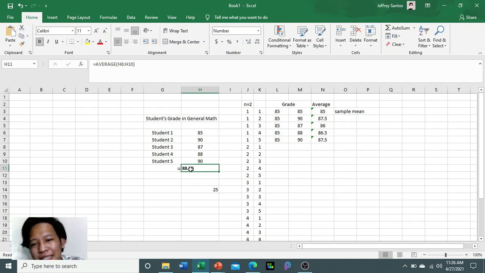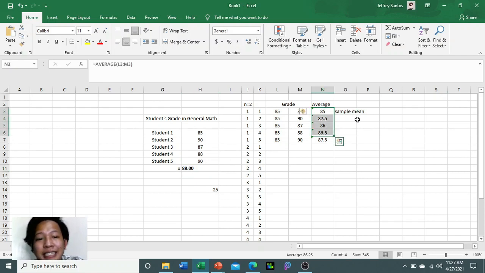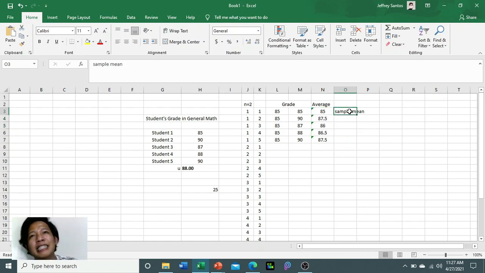If you notice, almost none of our sample means match exactly. That is what we call sampling errors, or survey errors, meaning not everything in our sample exactly matches what is in our population. That is why we are giving ourselves room for errors. Okay? So, you will do this with the rest of the data.